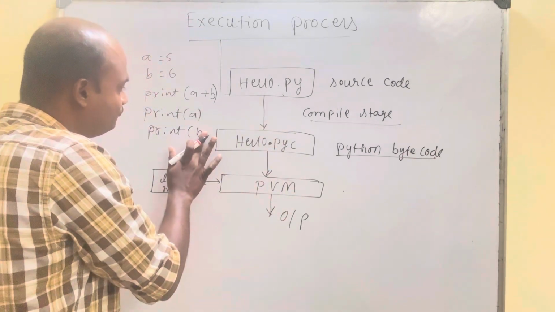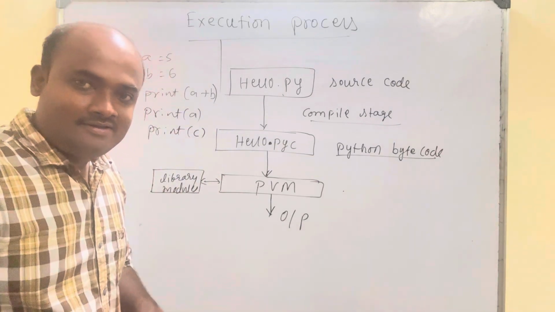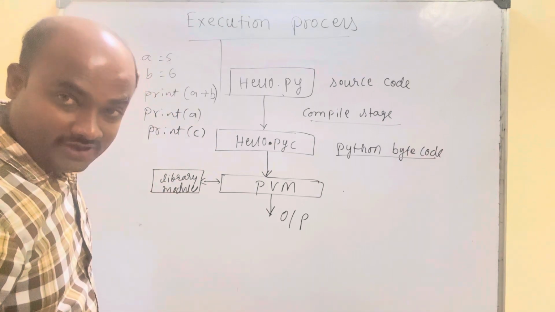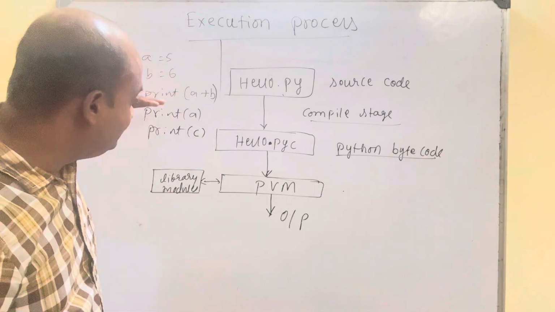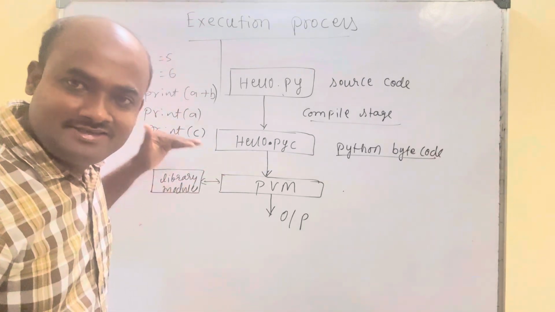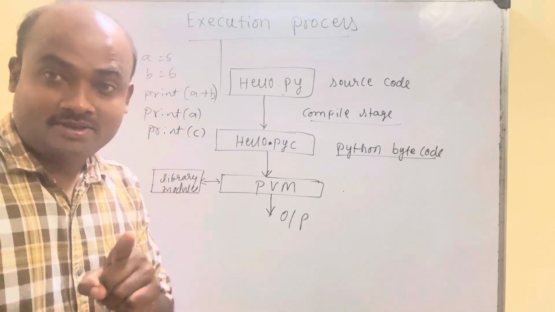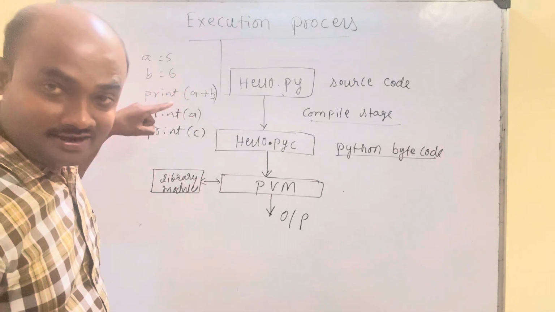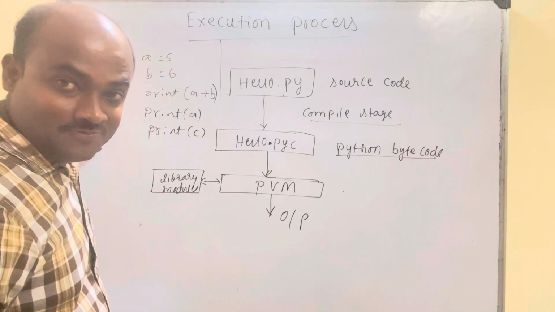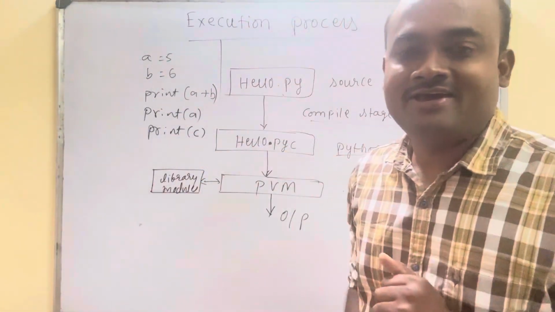Now if, instead of B, I have a C here, you see this. I have A and B as variables, and I am printing A plus B, and I am printing A, and I am trying to print C. C is not defined, but it is not a syntax error. It is not a language error. It is a runtime error. So with my code, I am going to get the output A plus B as 11 and A as 5, and here it is going to stop. So that is what we call a runtime error.